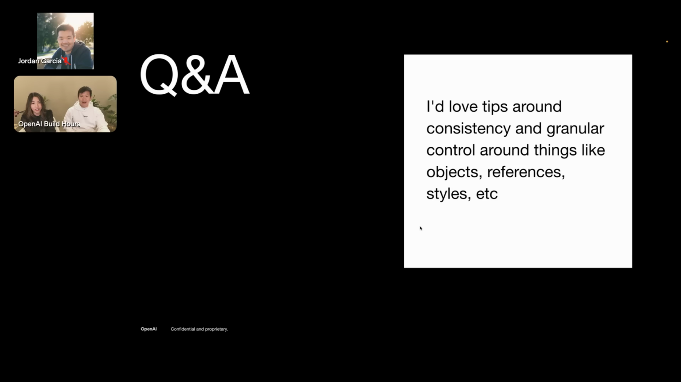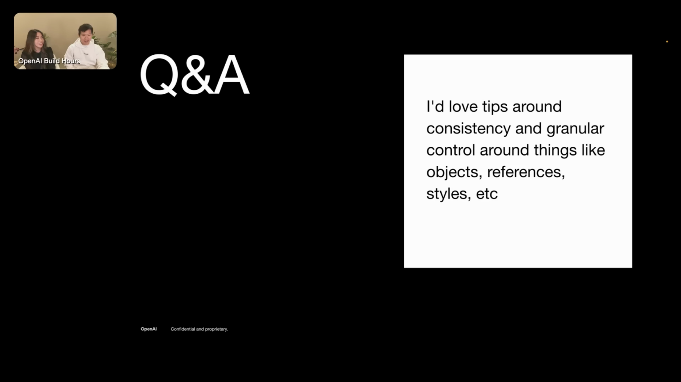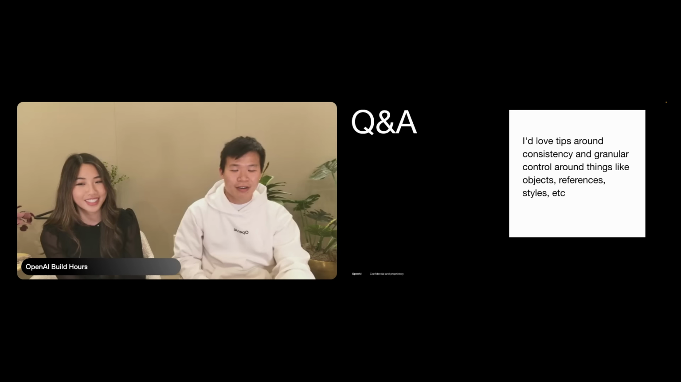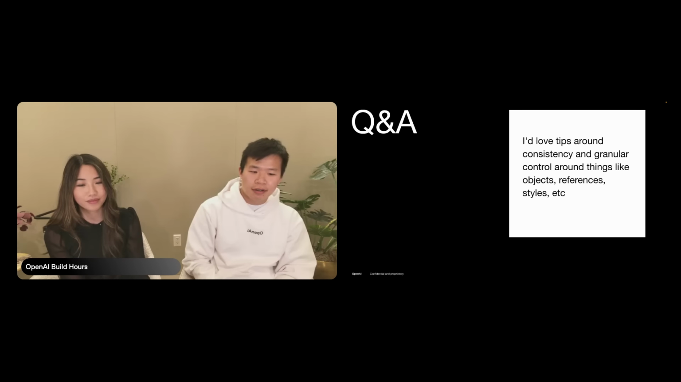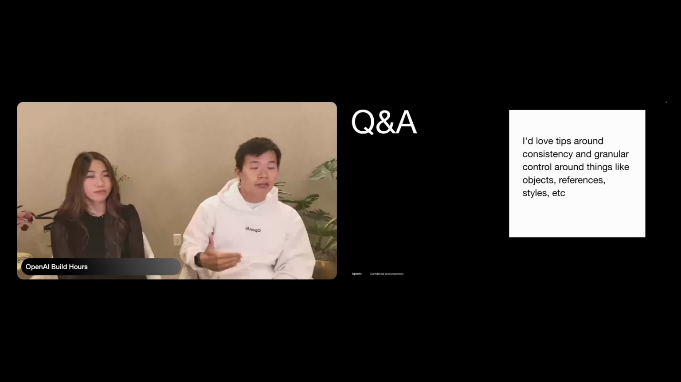Okay. I'd love tips around consistency and granular control around things like object references, style. Yeah, I think that is a very common question, Christine, and I'm glad you guys have asked it. And I think a couple of things here. Definitely for consistency and granular control, there are a couple of knobs that you can turn with the new image API, especially because now it is native. Prompting is actually very, very important. So what that means is you need to follow the best practices for prompting as well. Be as specific as you can and do not give conflicting instructions to the model.